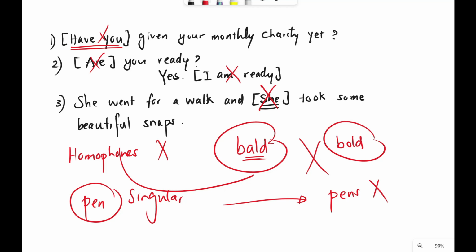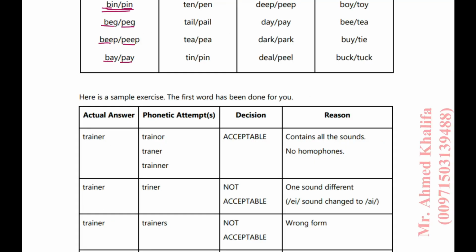So what are we supposed to do then? Be careful of this. Here is a sample exercise. The first word has been done for you here. The actual word is trainer, for example. You attempted writing it this way: trainer, trainer, trainer. That's acceptable, believe it or not, even with some spelling mistakes. Why? Because it contains all the sounds. No homophones, bold is not there.